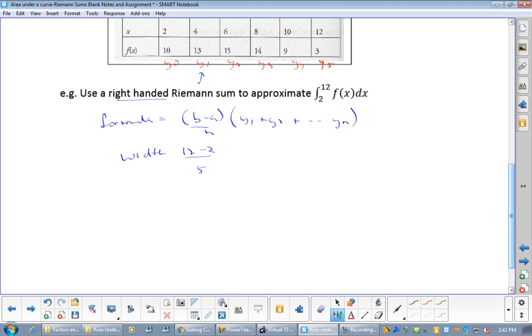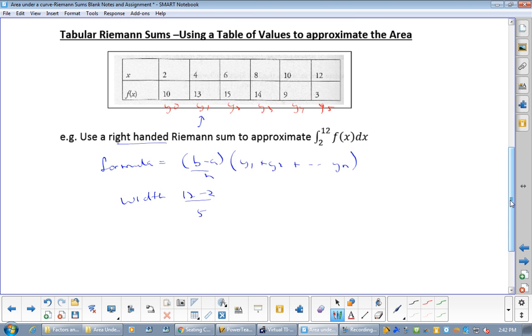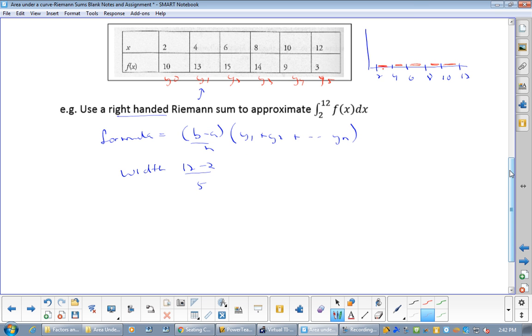And if you think about it, because some people see 6 things, right? But we're going 2, 4, 6, 8, 10, 12. There's the one rectangle, the other rectangle, right? So that gives us 5 rectangles. So 12 minus 2 divided by 5 gives us 2, which you could obviously see, but I just wanted to use the formula.